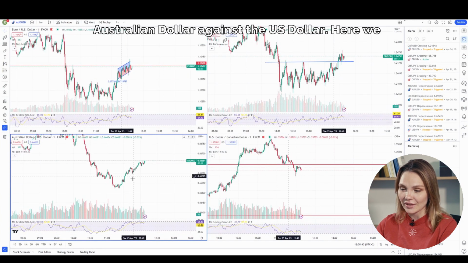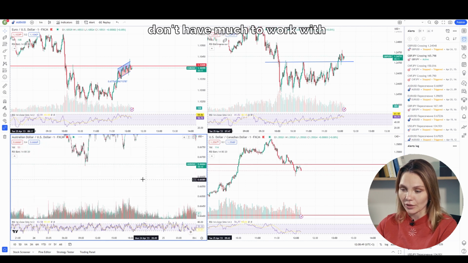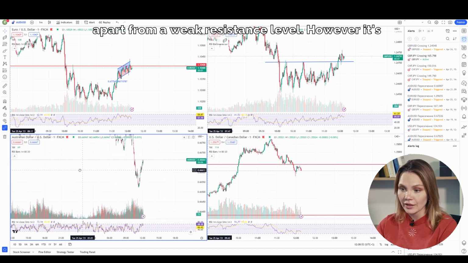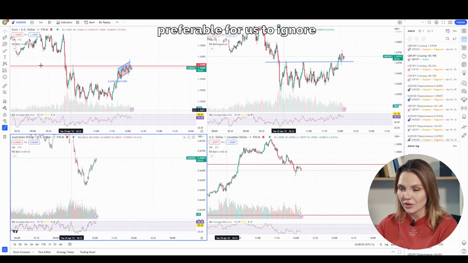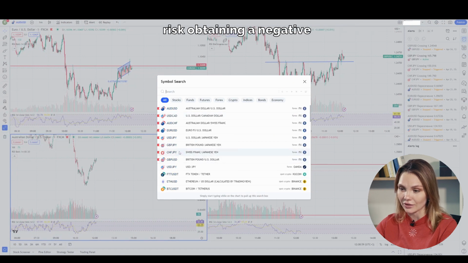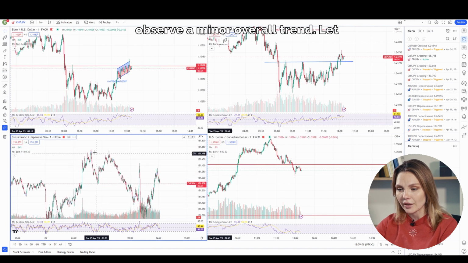Now let's focus on the Australian dollar against the US dollar. Here we don't have much to work with apart from a weak resistance level. However, it's preferable for us to ignore this situation rather than enter into a trade and risk obtaining a negative outcome. Let's continue exploring. Here we can observe a minor overall trend.